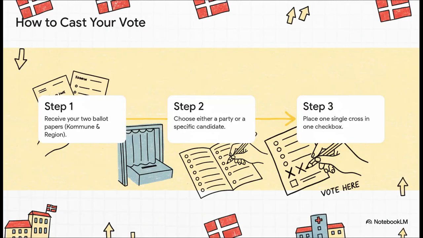The process itself is super simple. First, you get your 2 ballot papers. Then, you've got a choice to make. You can either put a cross next to a party's name, which is like giving your vote to the whole team, or you can pick a specific candidate from that party and put a cross right next to their name. But, and this is the most important part, you only place 1 single cross.